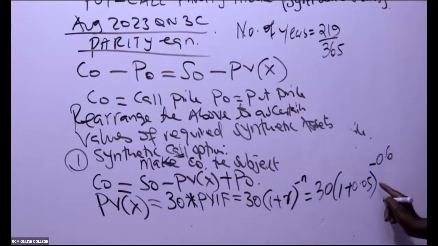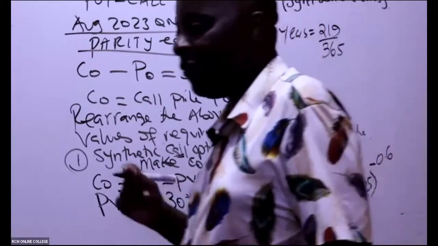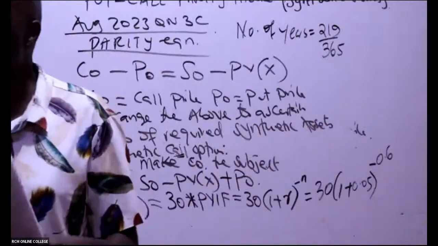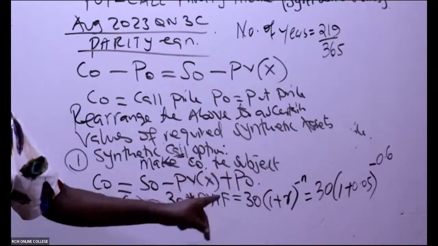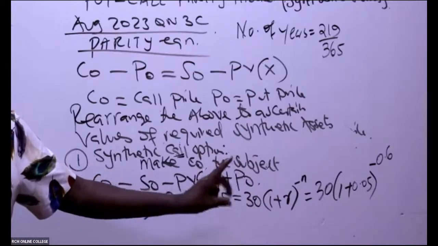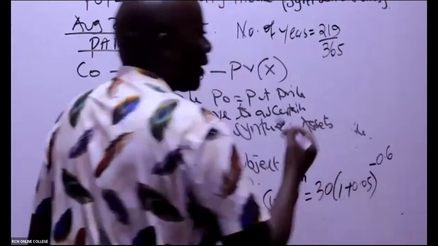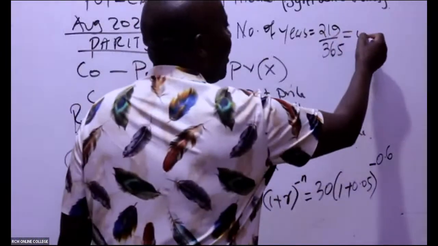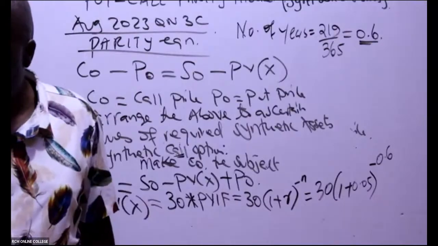So is there somebody who can give me this PV of the exercise price? Everybody must ensure that they are able to raise to a power. You say 30 times, in brackets, 1 plus 0.05, close, and then you say raised to. You'll be able to see the raised to like that. They are telling me that you have 0.6 years to expiration.